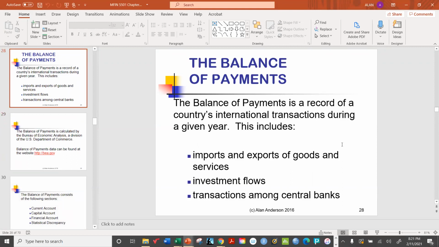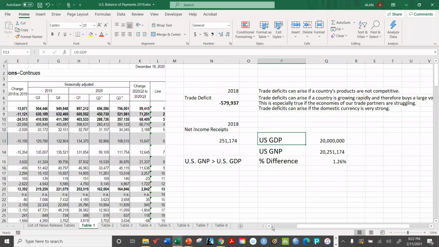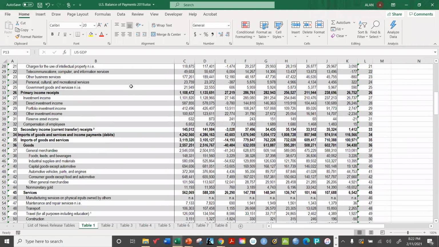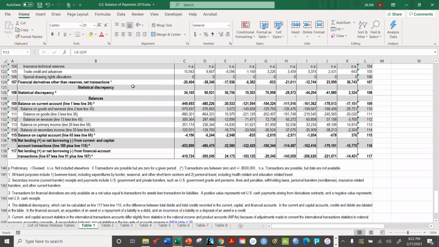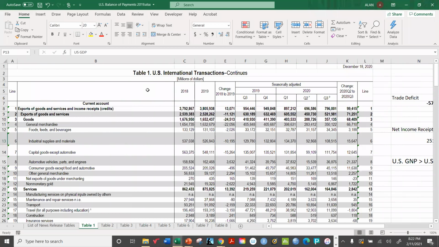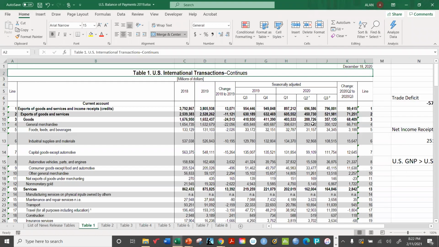Now, the balance of payments that we're looking at here is meant to be a record of all of our international transactions during a given year. They actually don't use those terms. They call it the balance of international transactions or something like that, but it's typically referred to as the balance of payments.